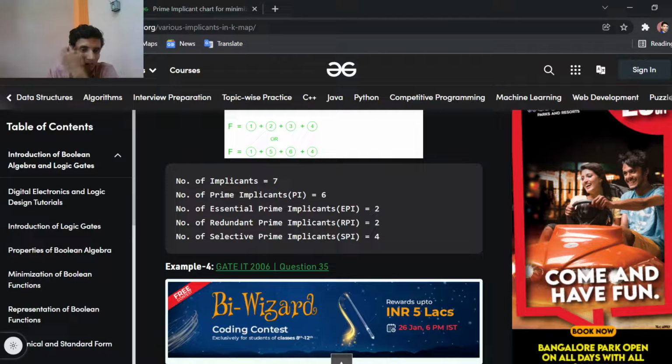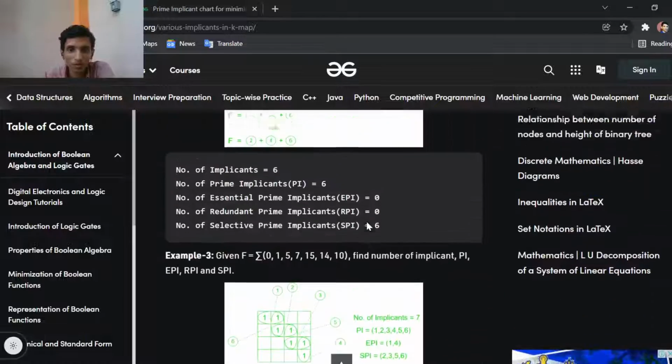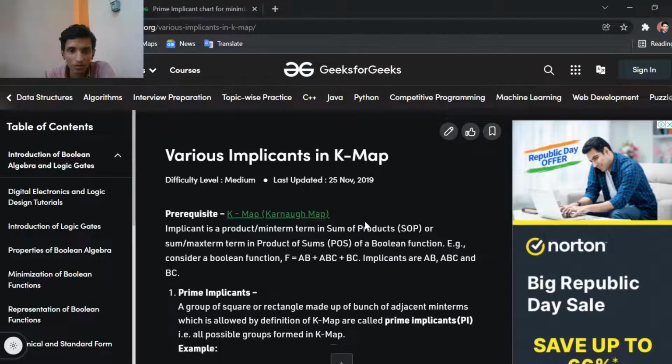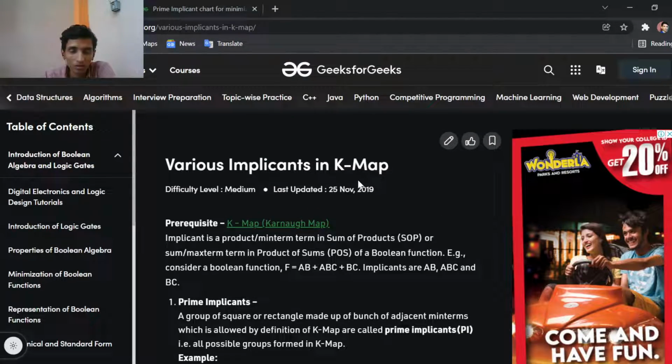So summarizing all this, we are getting the number of implicants as 7, number of prime implicants as 6, number of essential prime implicants as 2, number of redundant prime implicants as 2, and number of selective prime implicants as 4. So this is the brief introduction to the various prime implicants in K-map.